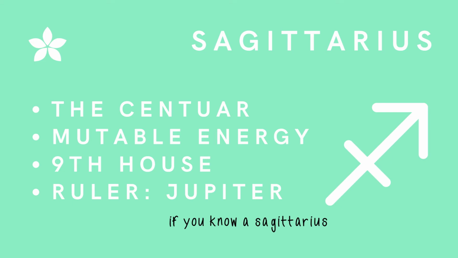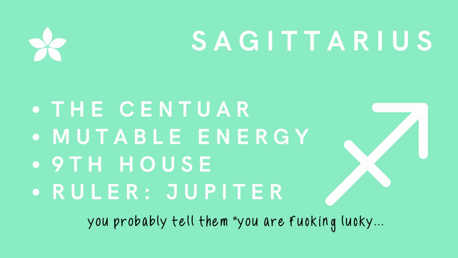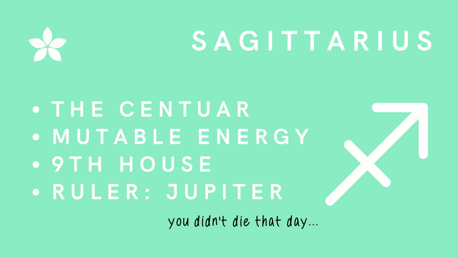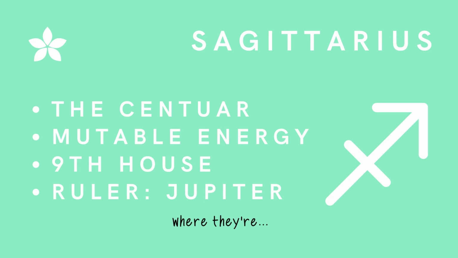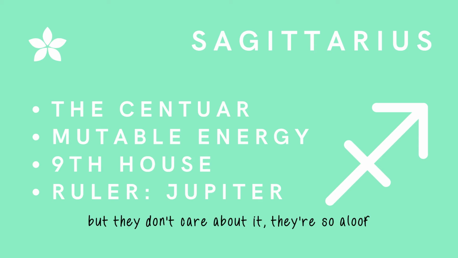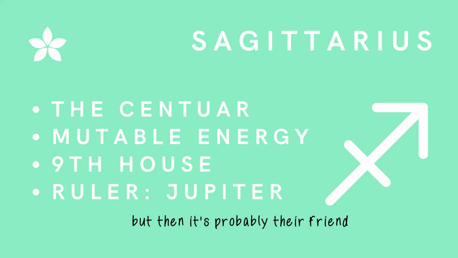If you know a Sagittarius, you probably tell them, you are fucking lucky you didn't die that day when a car almost ran over you. They've probably run into a lot of these situations, like a near-death experience, but they just don't care about it. They're so aloof to the fact. But then it's probably their friend who's a Taurus or a Capricorn who saved them, and they're like, you guys are so lucky.